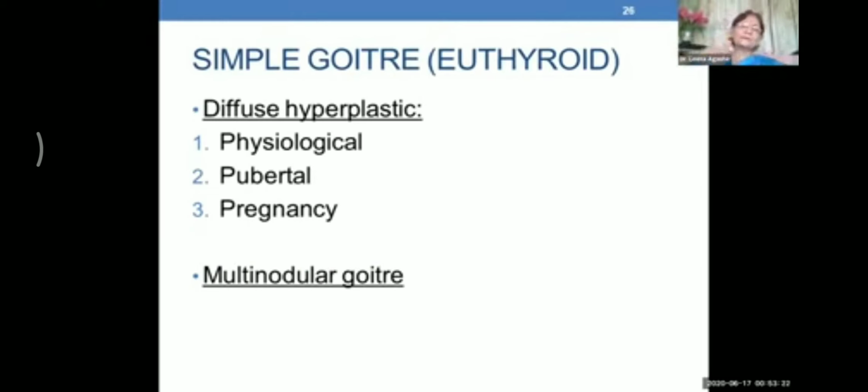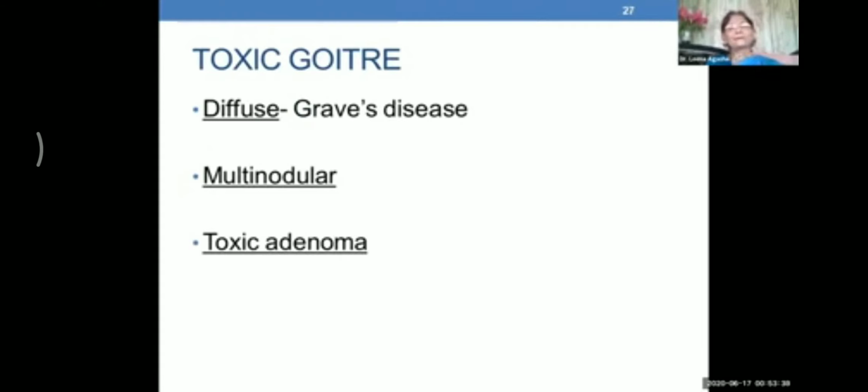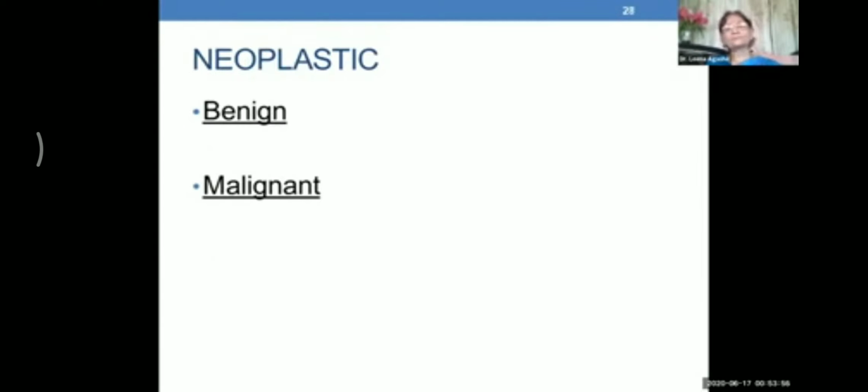Simple goiter, which is a euthyroid goiter. One is diffuse hyperplastic goiter. There are three types: physiological, pubertal, and pregnancy goiter. Second variety is multinodular goiter. Then toxic goiter. In toxic goiter, you have three varieties. One is diffuse toxic goiter. The example is Graves' disease. Second is multinodular toxic goiter. And third is toxic adenoma. Then we have neoplastic swellings. Of course, the varieties are benign and malignant.